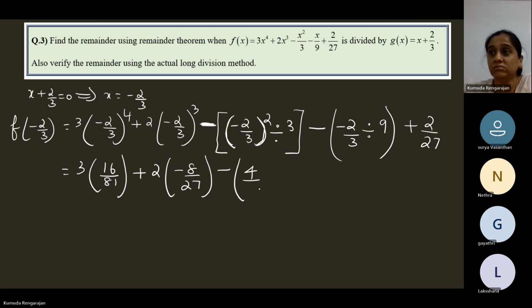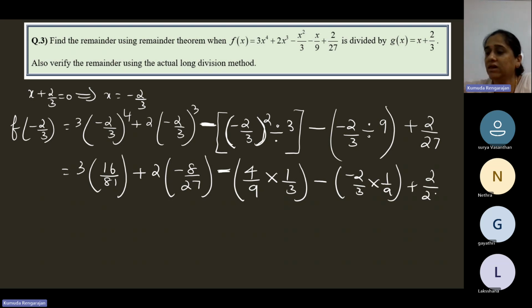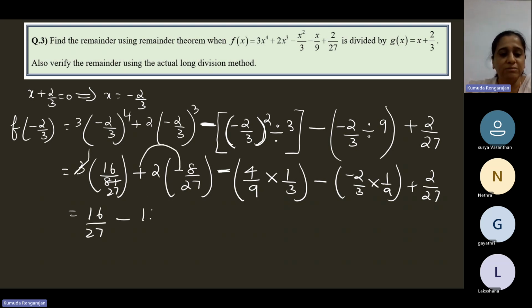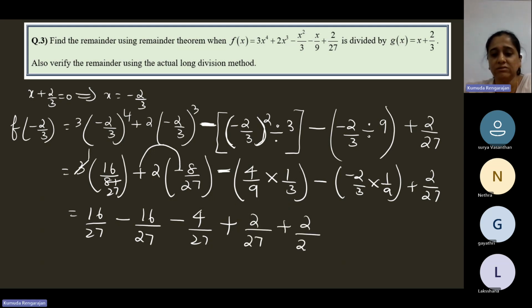Minus 4 by 9. Minus the outside. Minus 2 by 3 into minus 2 by 3 is plus 4 by 9, into 1 by 3. Minus 2 by 3 into 1 by 9, plus 2 by 27. So now 3 ones are 3, 27 times. So this is 16 by 27. Plus into minus, minus 16 by 27. No simplification is possible. So minus 4 by 27 plus 2 by 27 plus 2 by 27.